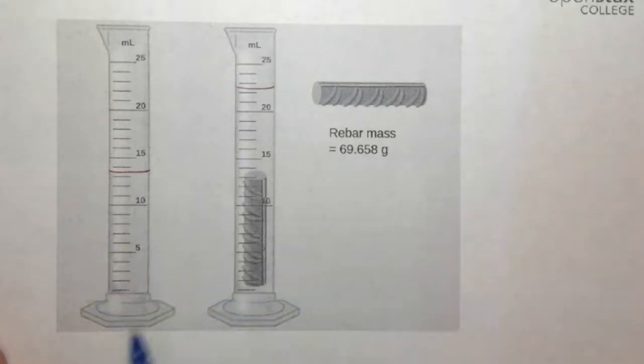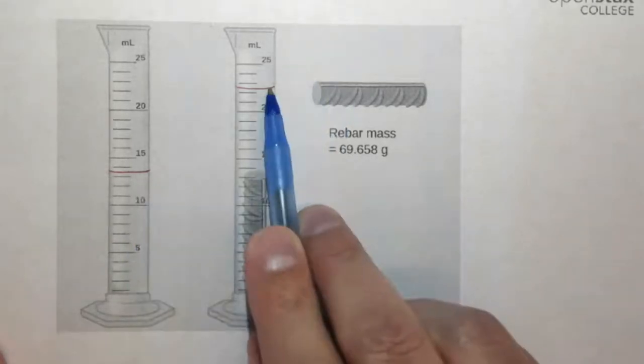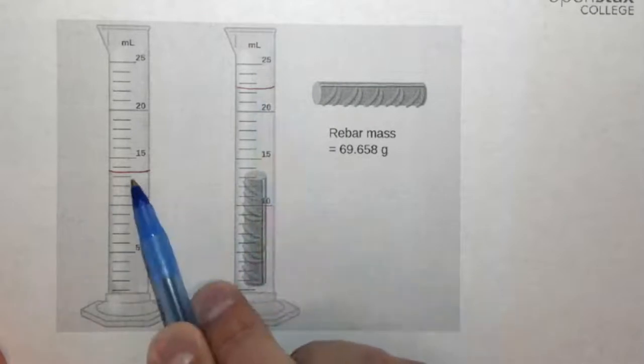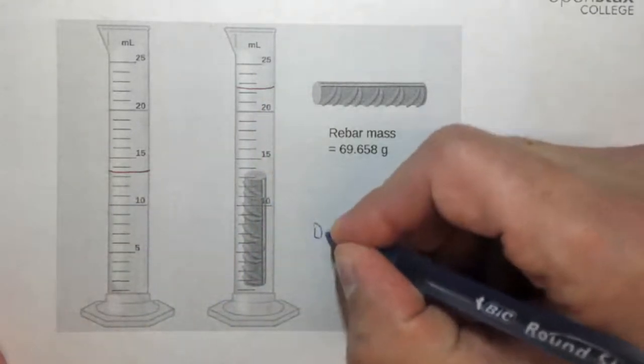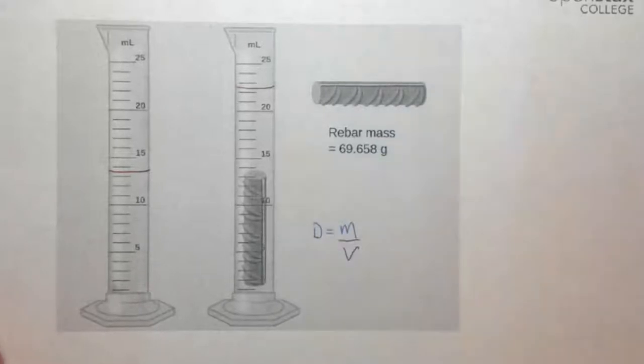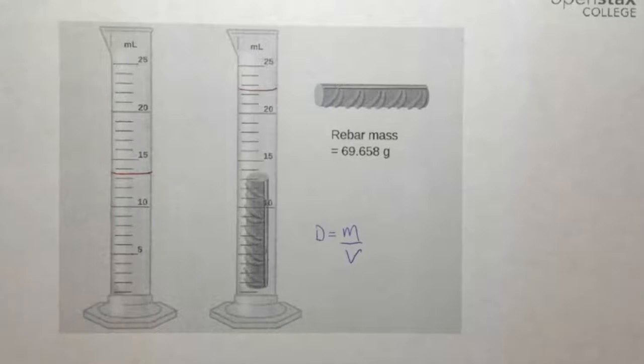So the first thing we need to do is find this volume, and find this volume, and then subtract this volume minus this volume, and we can find the volume of the rebar. And then you recall that density equals mass divided by volume, so then we can determine the density, and we're going to do so with the correct number of significant figures. So this is kind of combining ideas.